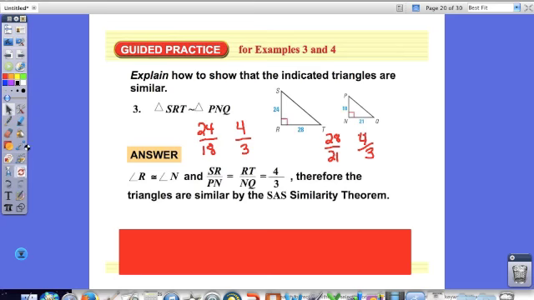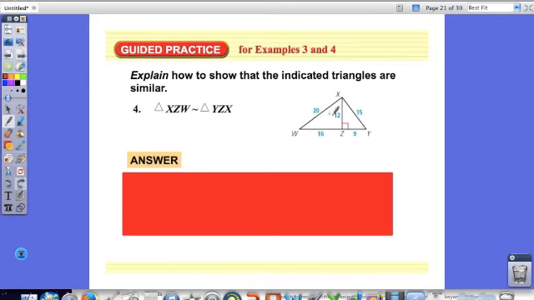Now they want us to explain. So for problem number 4, I have a bunch of sides here, and I could look at this a few different ways. They want to show XZW to YZX. So side XZ is 12, side YZ is 9. That is a ratio. They're both divisible by 3.